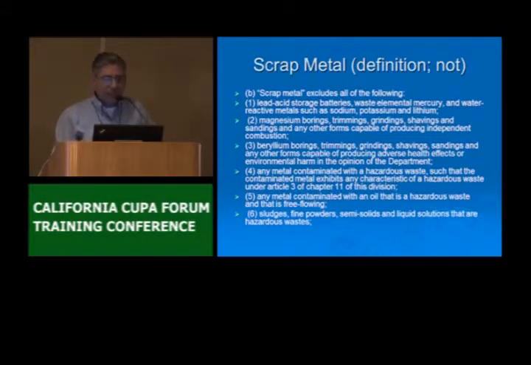Okay. And I mentioned that fine powders are not included. Subsection B of the scrap metal provision excludes a whole bunch of stuff, including lead acid batteries, which we just talked about, magnesium borings, beryllium borings, any metal contaminated with a hazardous waste, such that the metal exhibits a characteristic of a hazardous waste. Okay, and obviously that would be a characteristic due to the contaminants, not the metal itself. And any metal contaminated with an oil that is a hazardous waste and is free flowing. And finally, here we go again, sludges and fine powders and semi-solids and liquid solutions. Well, those first two, they knock out a whole lot of stuff that might otherwise be scrap metal. So you see, the scrap metal exemption in California is very, very narrow as compared to the federal scrap metal exemption. Does that make sense? Yeah. I'm not sure. I'll let you.